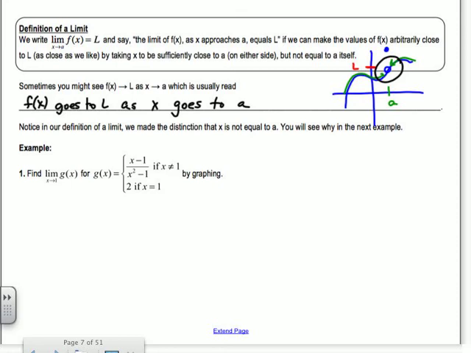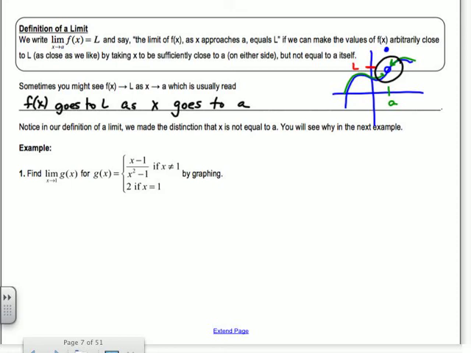So it says, notice in our definition of the limit, we made the distinction that x doesn't have to be equal to a. You'll see why in this next example. So let's sketch out this piecewise function. It says, find the limit as x goes to 1 of g of x for our piecewise function.